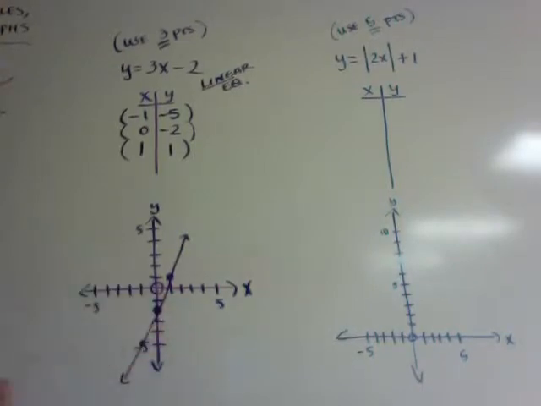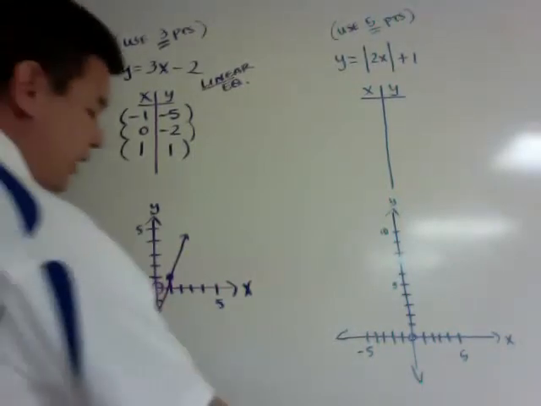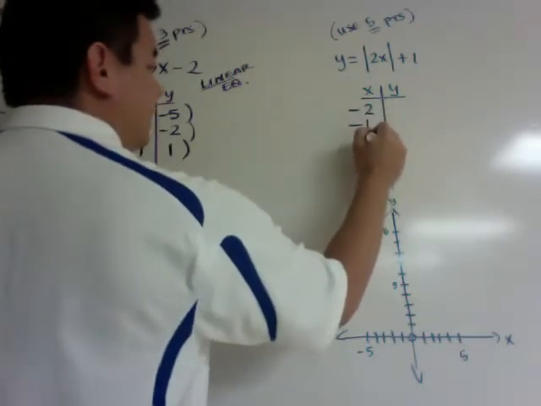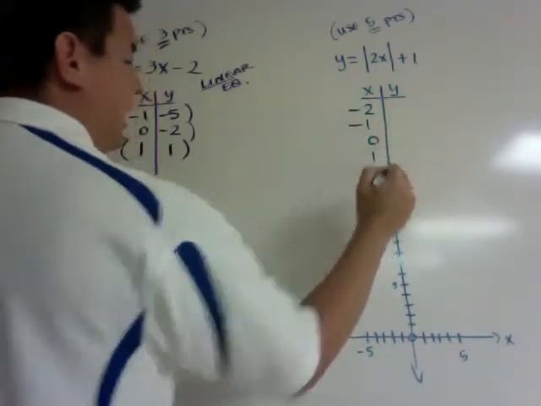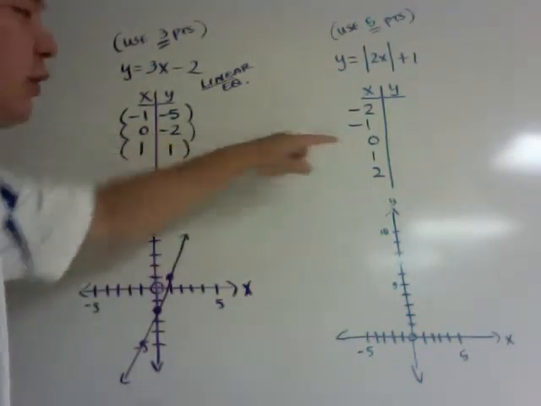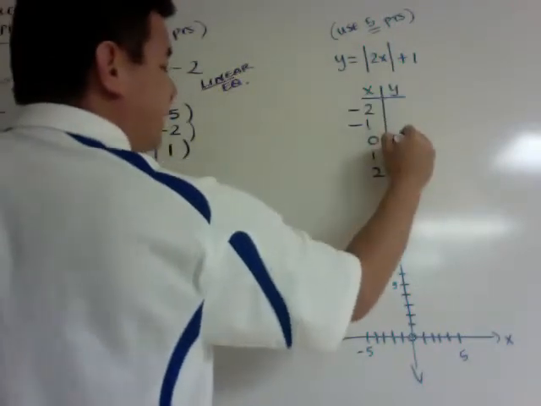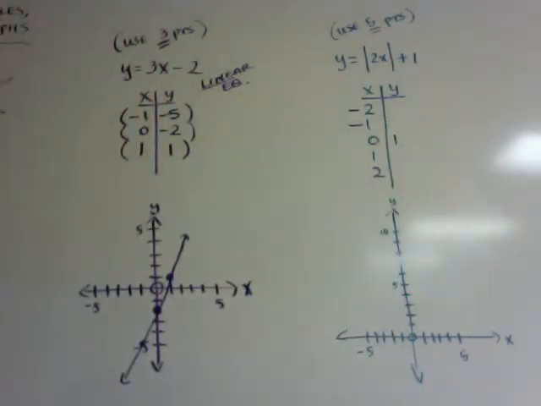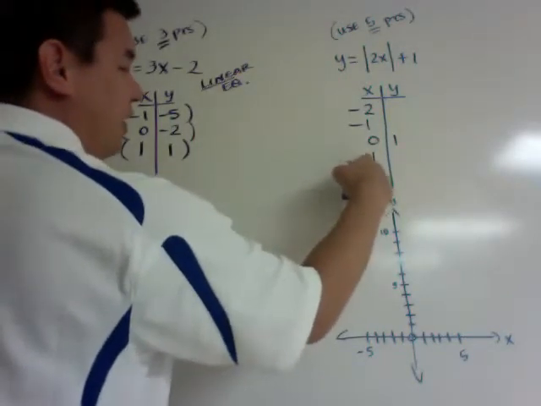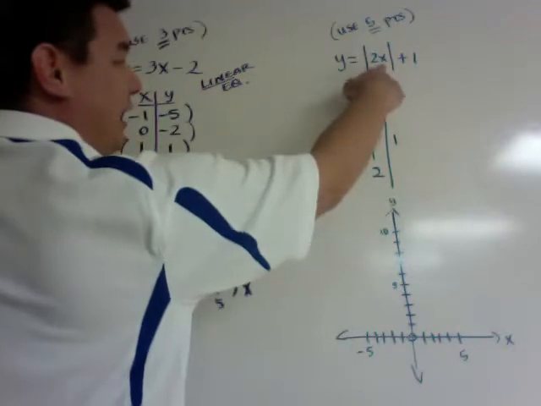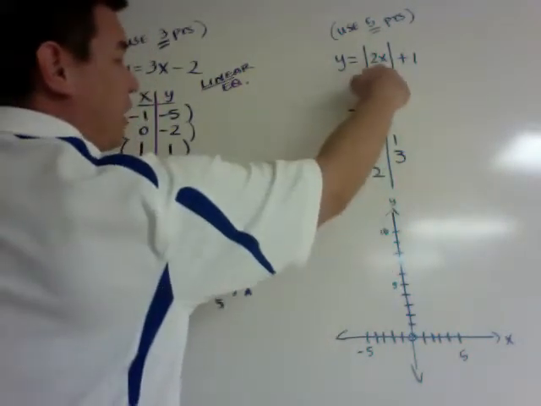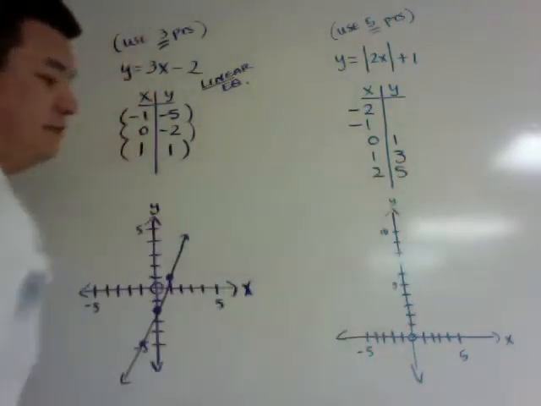On this one, you have absolute value equation. If I were you, I'd use easy numbers like -2, -1, 0, 1, and 2. Okay. I usually start from the 0 because that's the easiest one. If I put a 0 in there, I can see that I'm going to get a 1. Okay. And then if I put a 1, you can go either way, but I usually go with the positive number first. If I put a 1, I get 2 plus 1, which is 3. And if I put a 2 in there, I get 4 plus 1, which is 5.